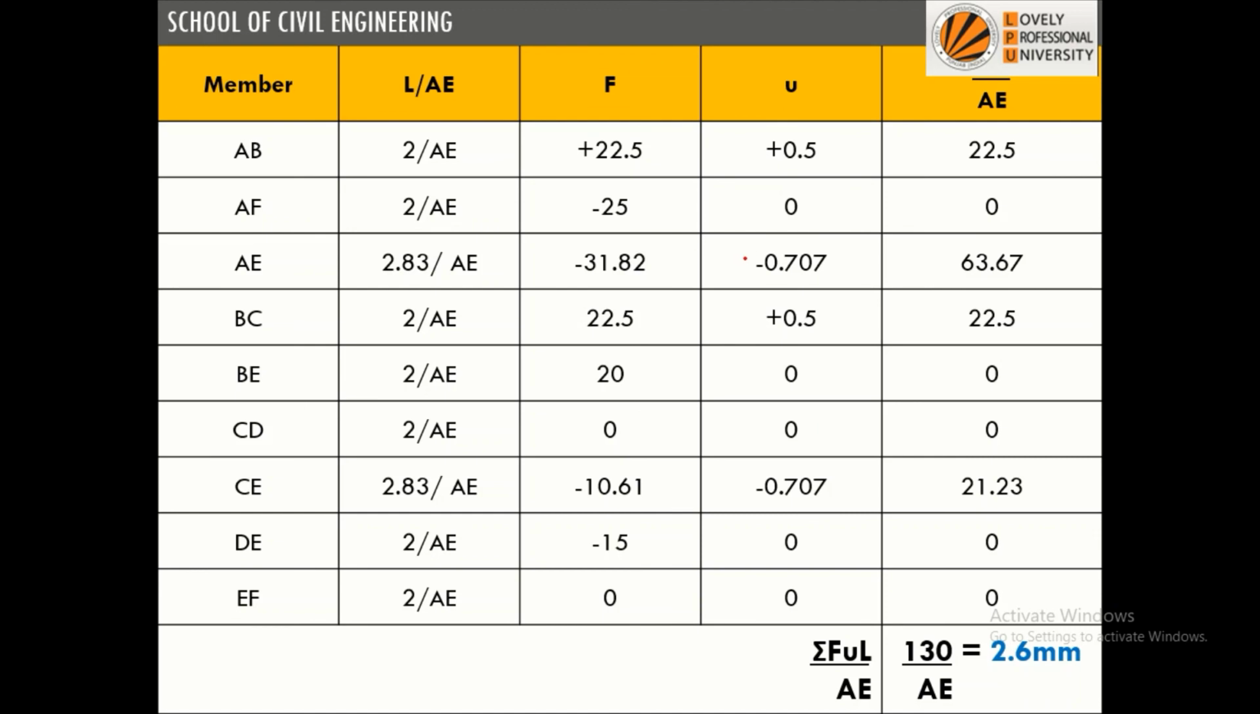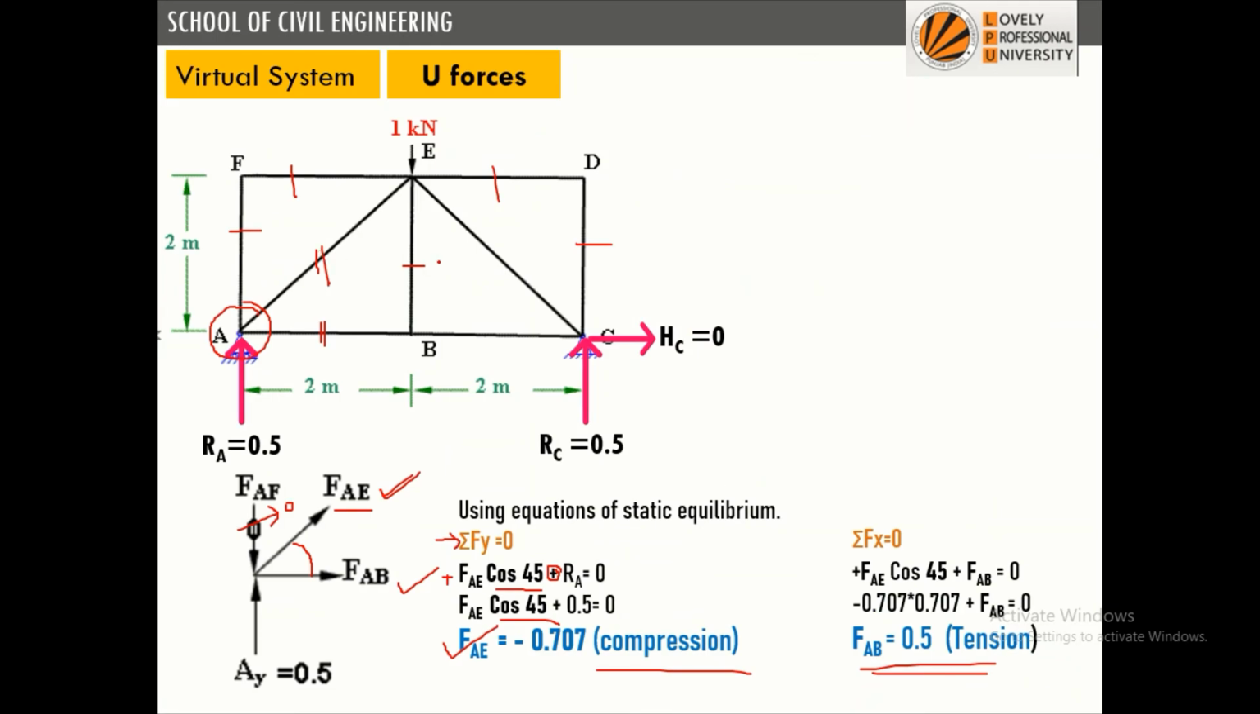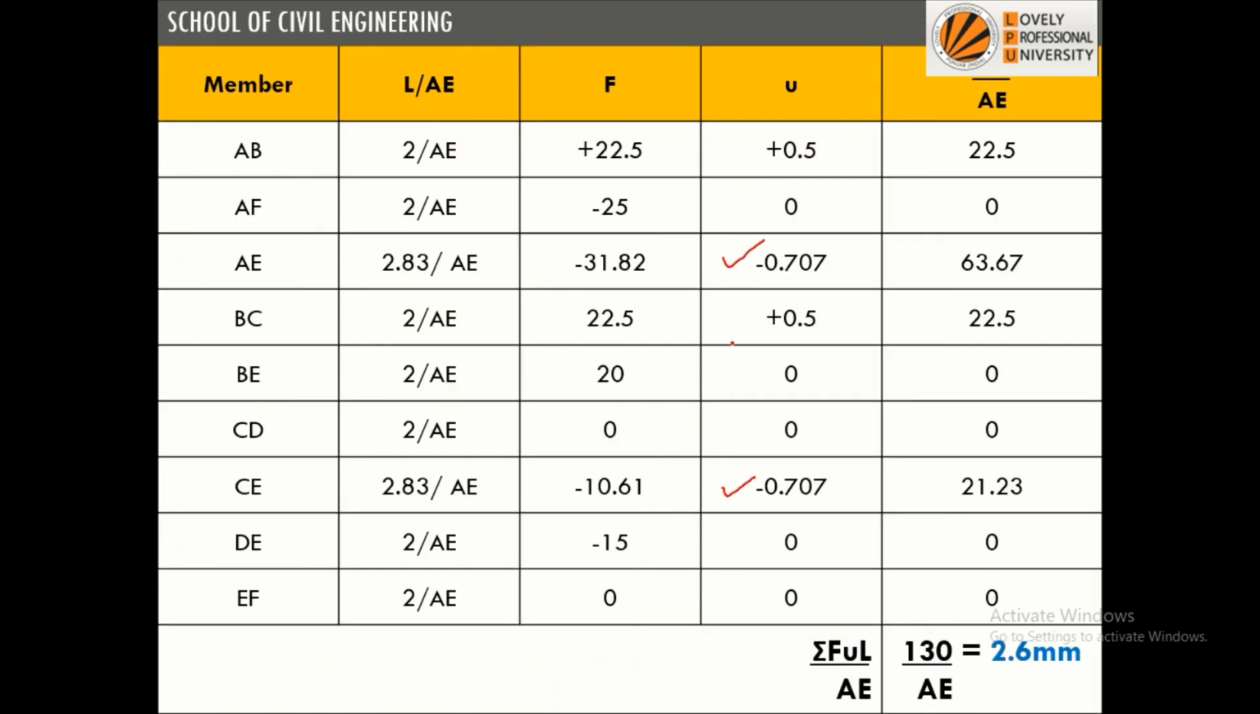From symmetry, FAE will be equal to FCE, and FAB will be equal to FBC. So E will be equal to F. From symmetry we can write like this. Now we have to multiply F into U into L upon A. So these three columns will multiply. So 0.5 into 2 is 1. So we are left with 22.5.